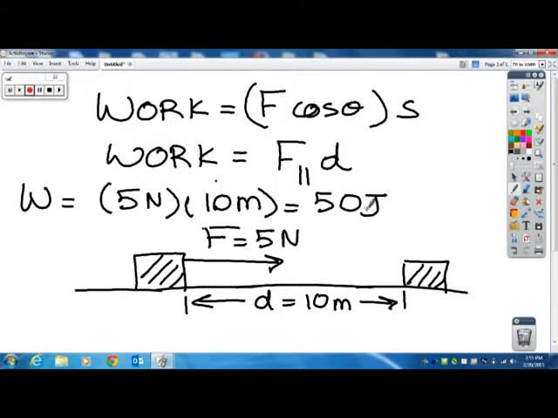So I've pretty much done the same thing, except this time I just used the second equation, which is the same as the first one, except it's a little simpler in my eyes. I simply asked myself, what force is parallel to the displacement? Meaning which force is responsible for moving this object to the right? The 5 newton force is parallel to the displacement. The 5 newton force is the force that's responsible for moving the object to the right. So I simply use that force, and my displacement is 10 meters, so that comes out to be 50 joules.